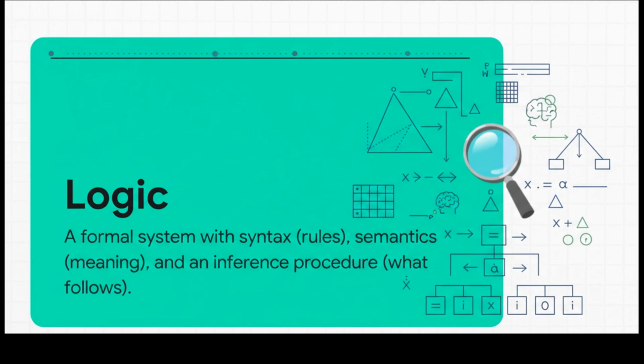You've got syntax. Think of it as the grammar rules. Then there's semantics, which is all about what the sentences actually mean. And finally, the inference procedure. This is the real engine, the part that figures out what new things logically follow from everything it already knows.